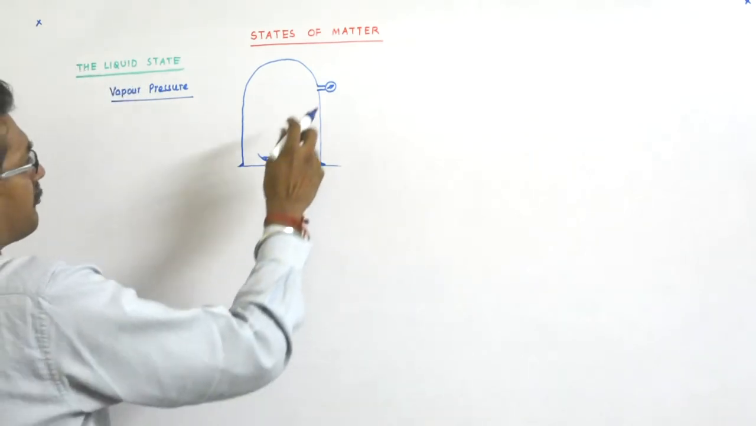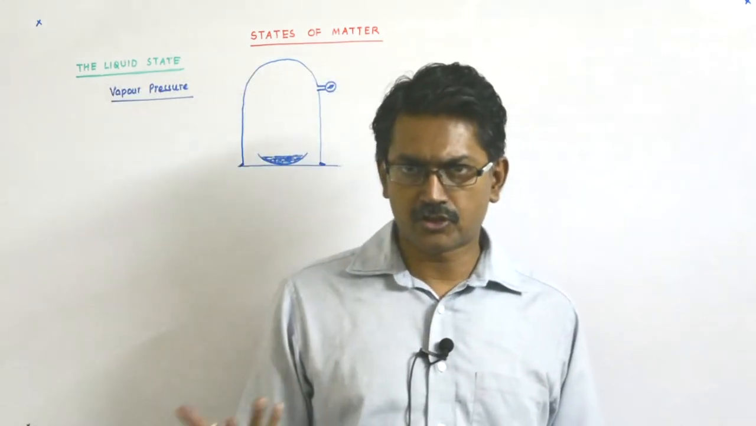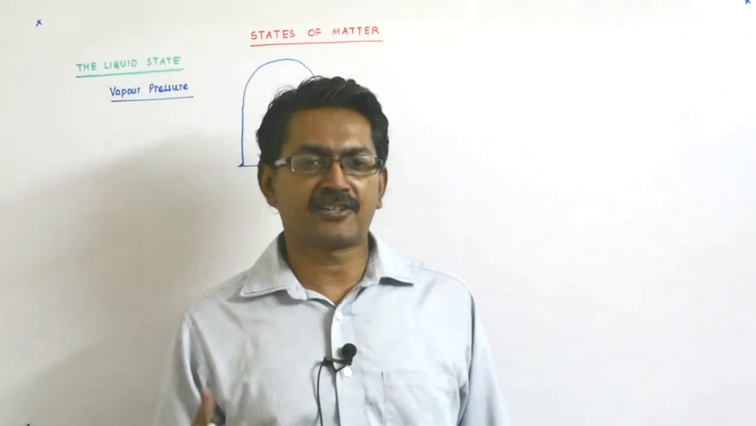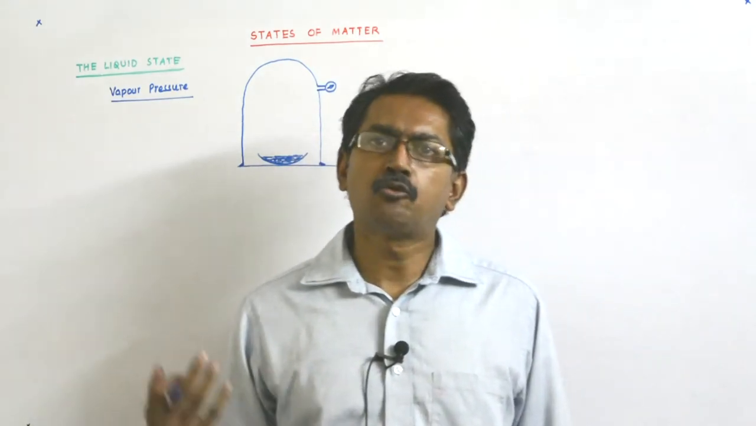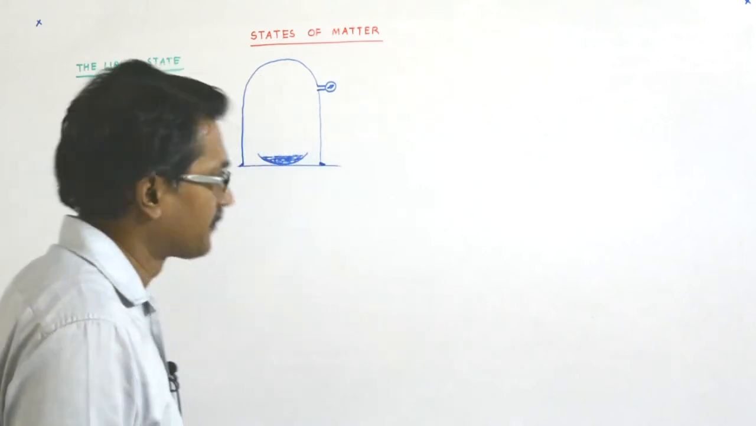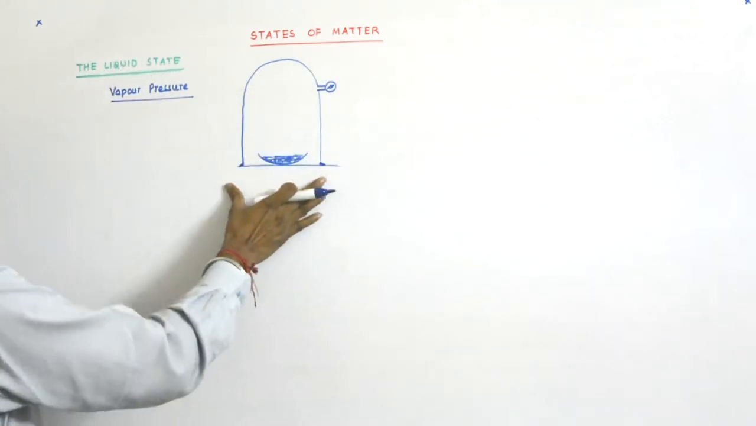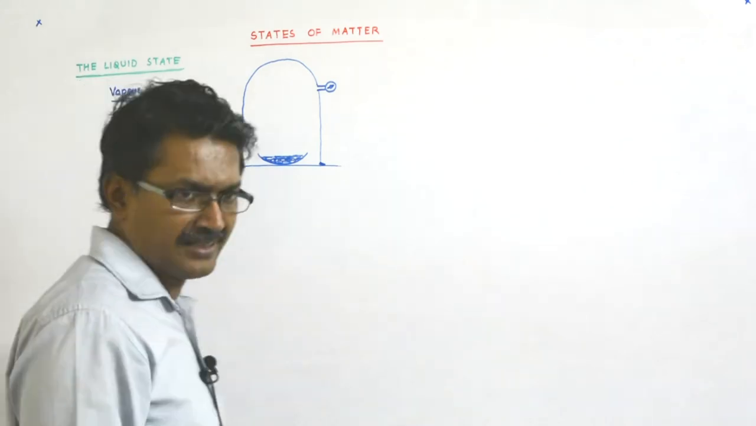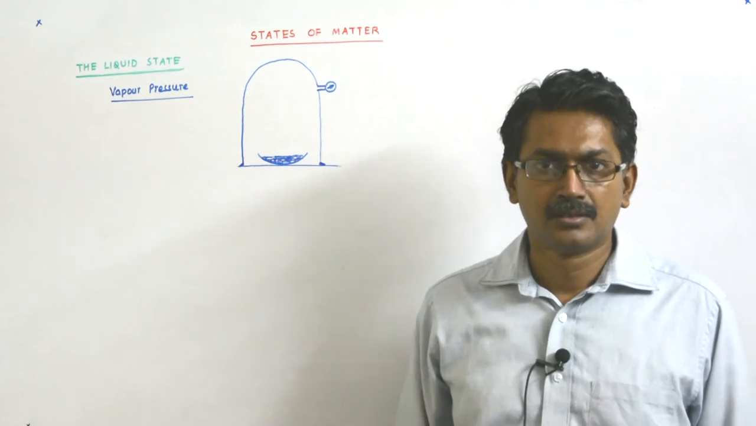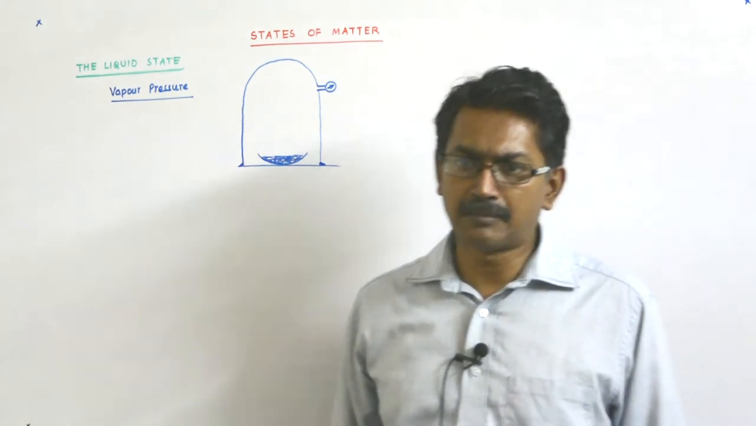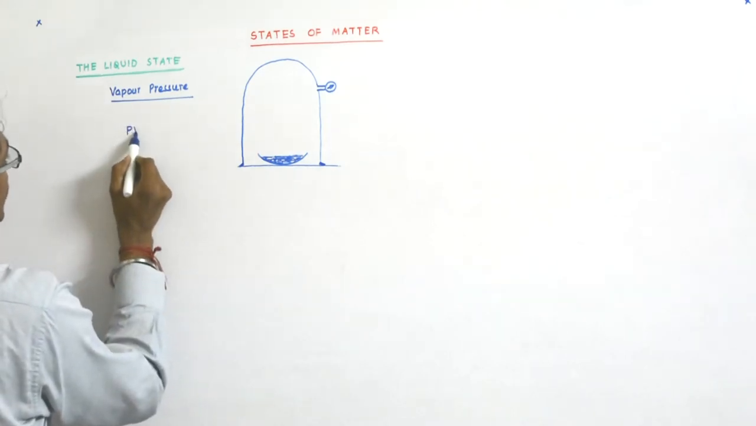After some time, you'll find this needle swinging. What does it show? It shows that the pressure inside is going up. Now, why should that happen? Because this had a fixed amount of gas sealed inside it, right? We have sealed the container. So somehow what is happening? The volume is the same, correct? The volume is the same.